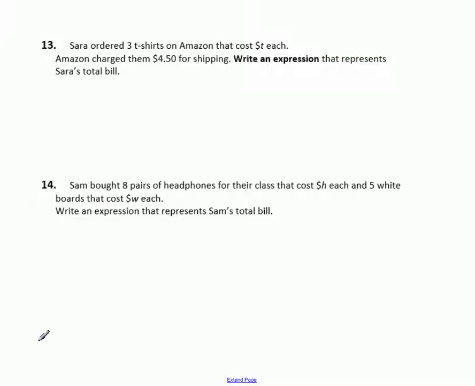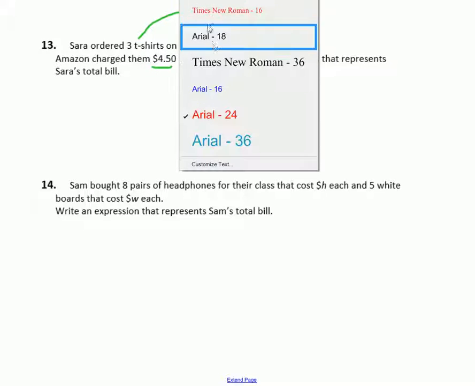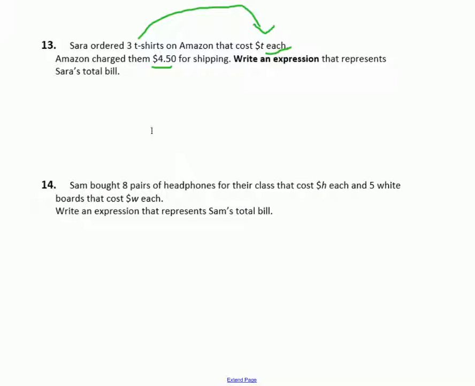Final two questions. Again, we're talking about translating. I want you to write an expression, which means what you're going to write has numbers and letters and probably signs or symbols in it as well. So let's see. Sam ordered 3 t-shirts on Amazon. They each cost $T. And then Amazon charged them $4.50 for shipping. Ugh, I hate shipping. I prefer Amazon Prime. But I have to write an expression.